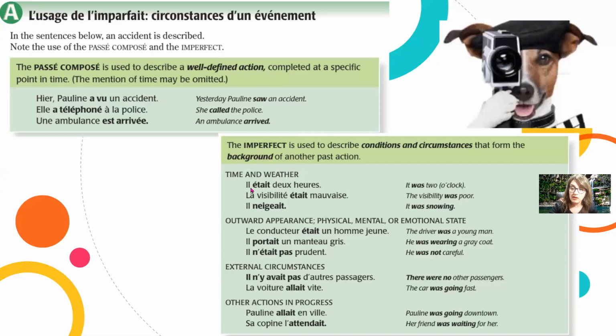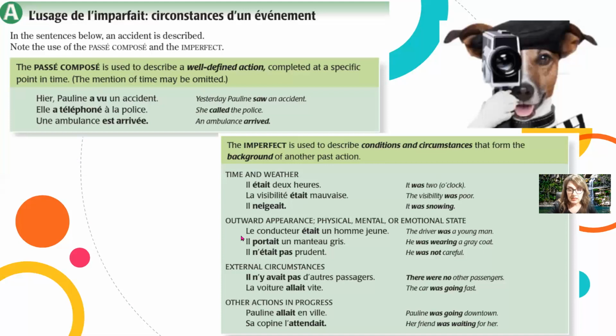Et voici des exemples. Il était 2 heures. It was 2 o'clock. La visibilité était mauvaise. The visibility was poor. Il neigeait. Okay, so all this happened. All this was happening, was taking place. This is the background, the description of the time and weather when the accident happened. D'accord?